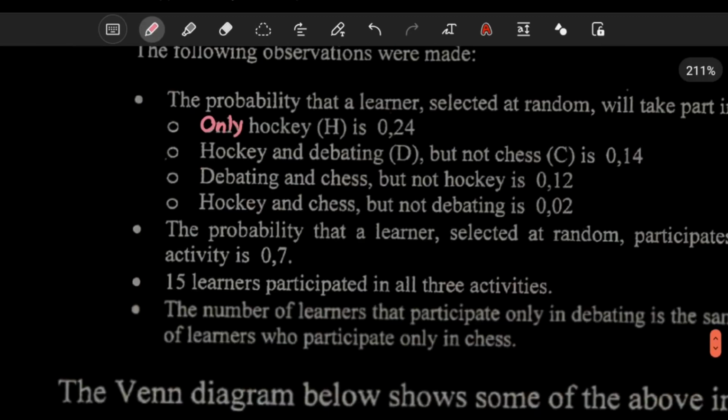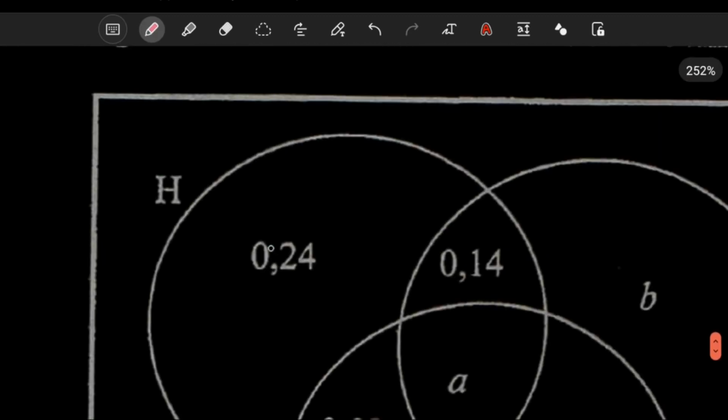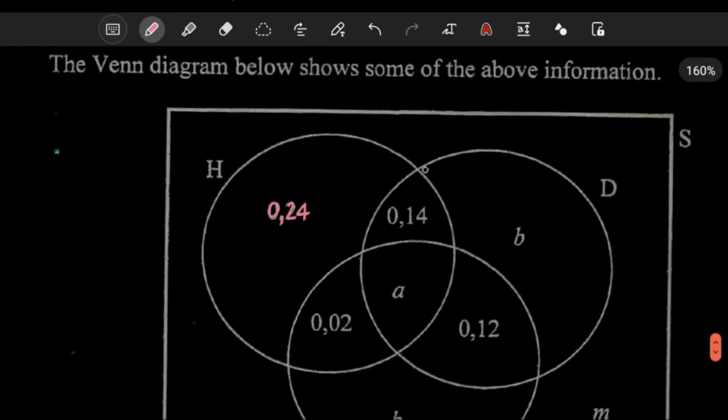So when they say only hockey is 0.24, it makes sense here, because this section of your circle is the part where you will find people that play only hockey, because the full circle is everyone that plays hockey.